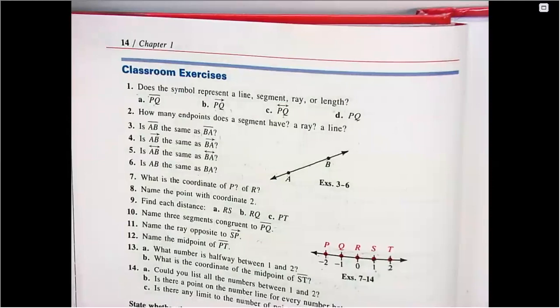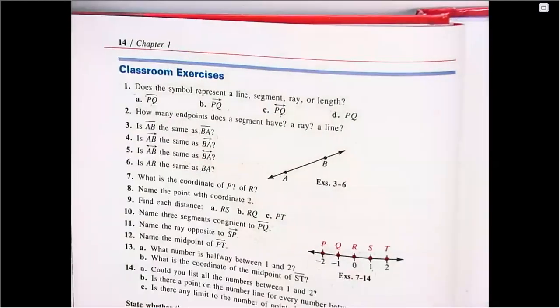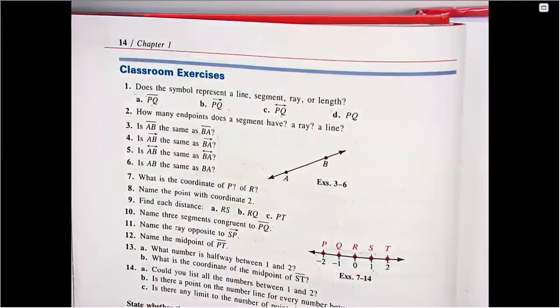So think about it. You can say it or think it, but when we're looking at PQ with a line over it, is that a line, a segment, a ray, or a length? You can look at your notes. Segment. It's a segment. Very good. Okay, how about the PQ with one arrow over it? A ray. Awesome. How about the PQ with two arrows over it? A line. Awesome. And PQ with nothing over it is a what?